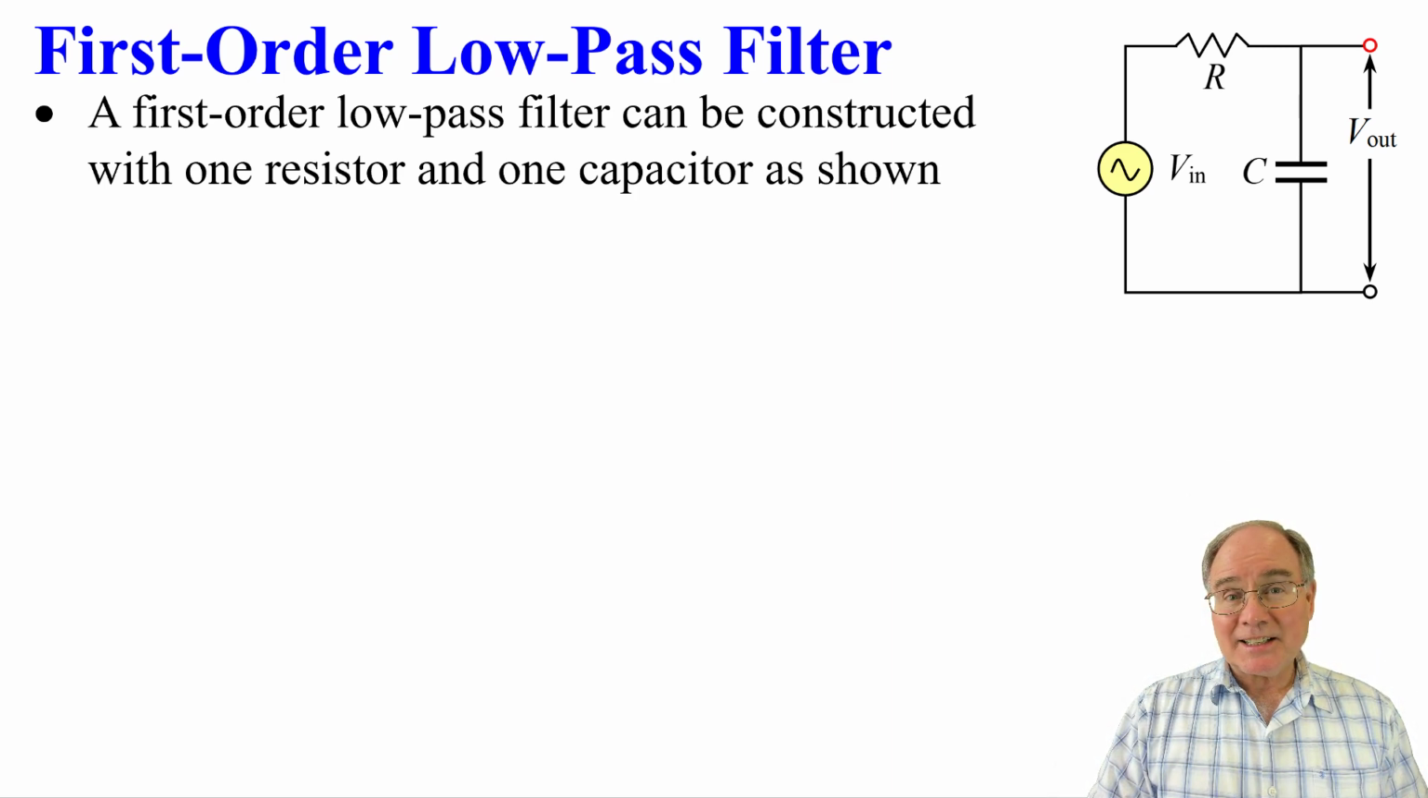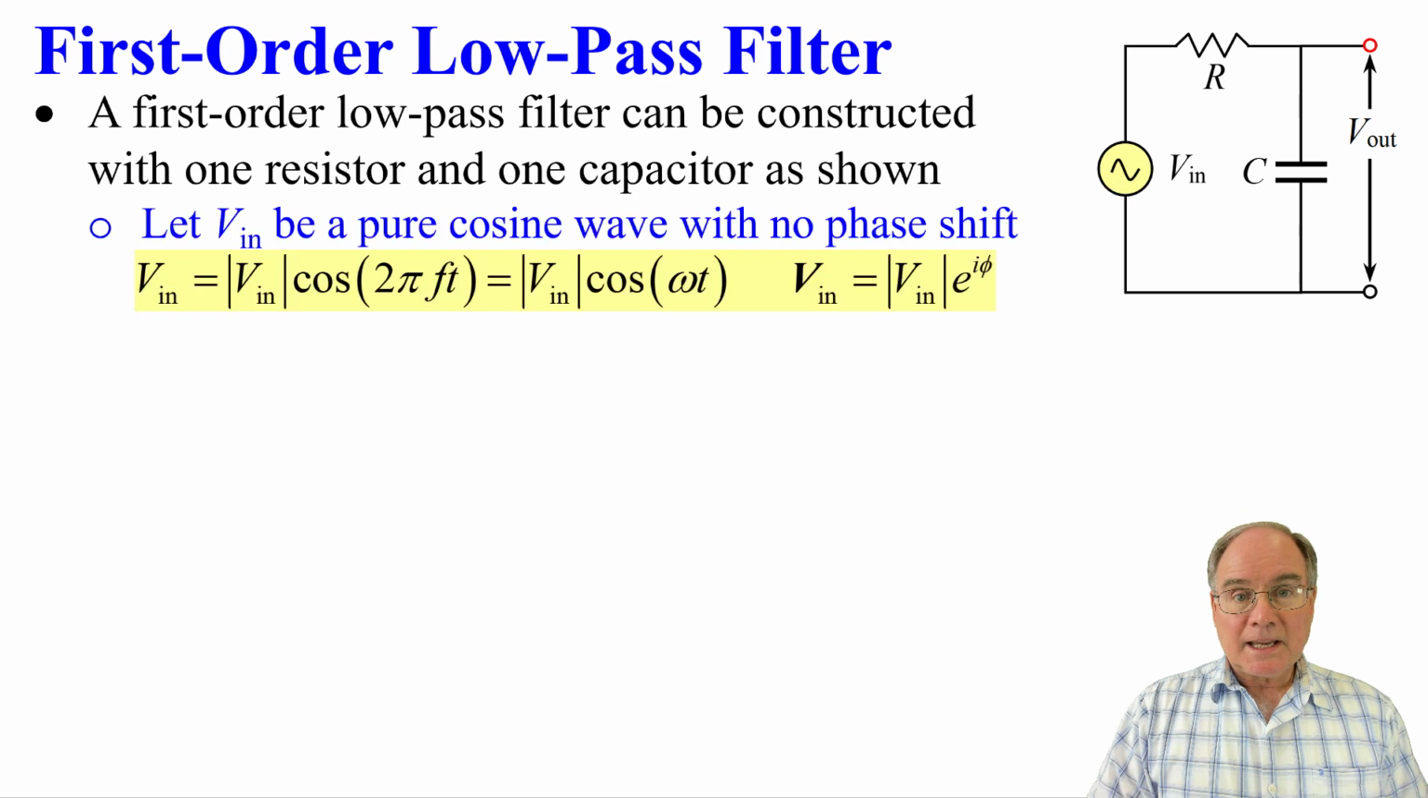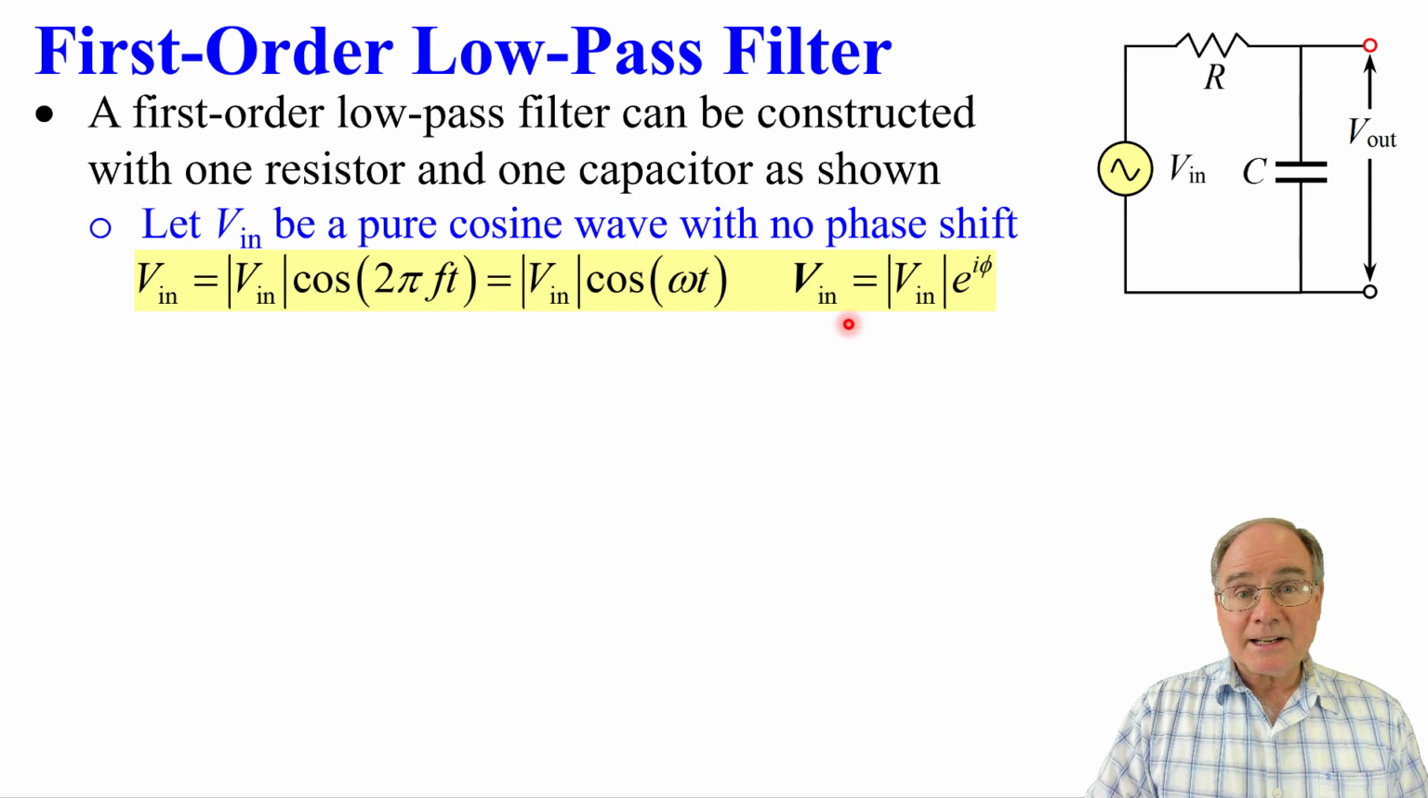Let's now discuss in detail a first-order low-pass filter, which we construct from a resistor and a capacitor, and measure the voltage across the capacitor. We assume a sinusoidal voltage or an AC voltage. In particular, we'll let it be a pure cosine wave, and for simplicity, let's let the phase shift be 0 for the input voltage. Here's the physical voltage, and here's its phasor representation, which we discussed in a previous video.